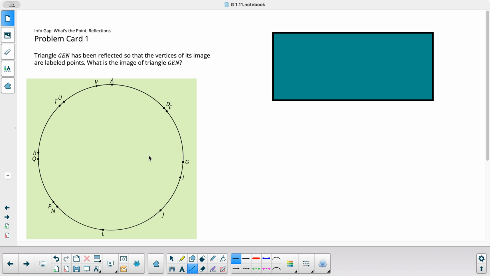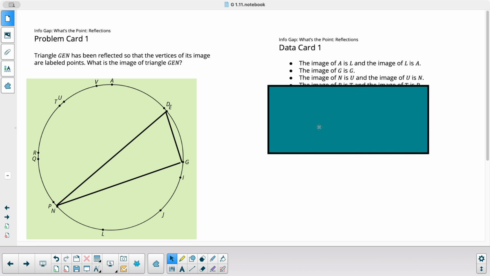So I'm going to go ahead and draw that triangle here. Triangle G, where's E at? E, N. So there's my triangle. So what would you ask? I would probably need to know what is the line of reflection, or, well, they're asking me what the image is. So this is the pre-image. Do they give me any points that are the images? Do they give me the line of reflection? Those types of questions would be good ones.